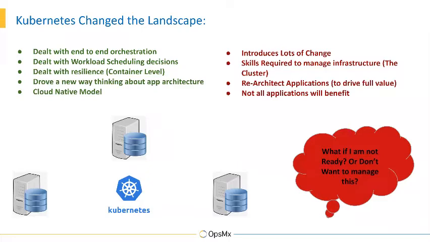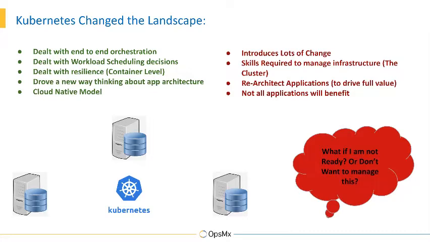So now, we're dealing with end-to-end orchestration, right? In terms of here's my cluster, and I'll go ahead and deploy this thing. I'll deal with workload scheduling decisions. I'll deal with resilience, pod level or container level resilience. It drove a new way of thinking about your app architecture as well. Now we're talking about that microservices architecture, and breaking down our applications to that least common denominator. And looking at this cloud native model, where you've got a highly resilient infrastructure that's deployed.